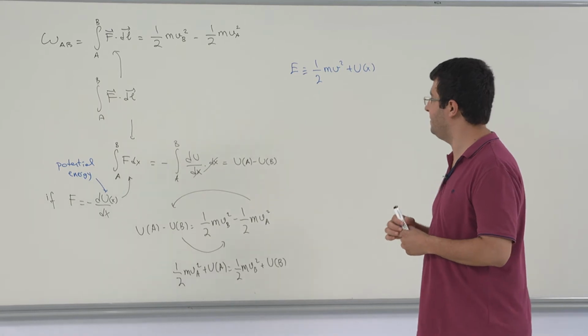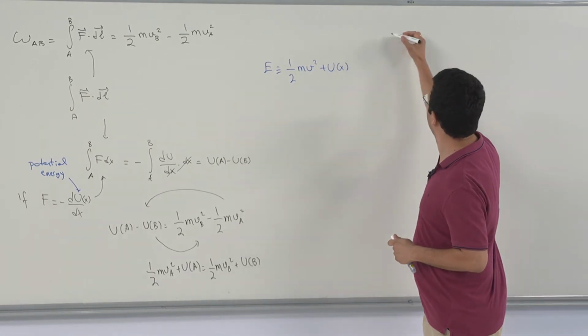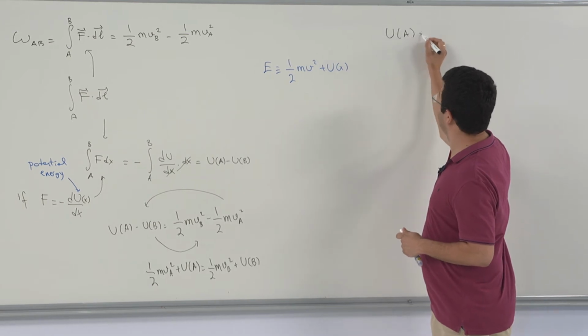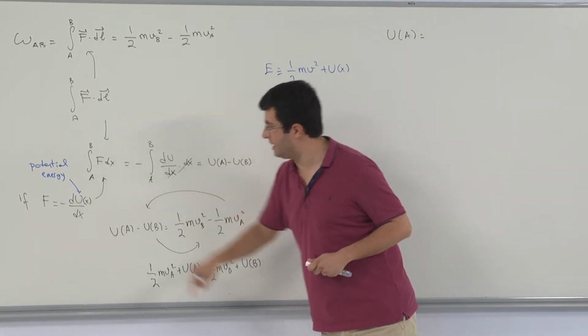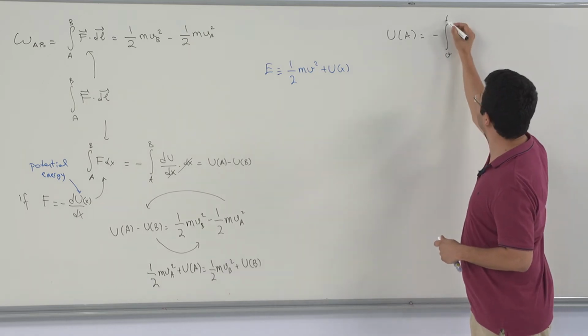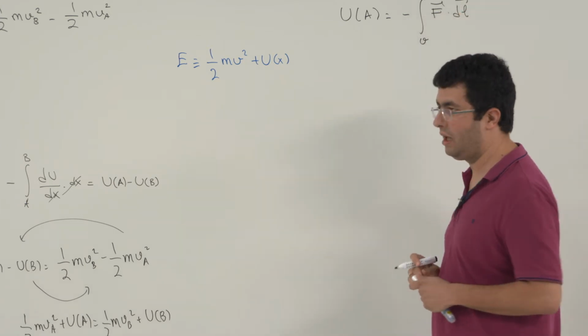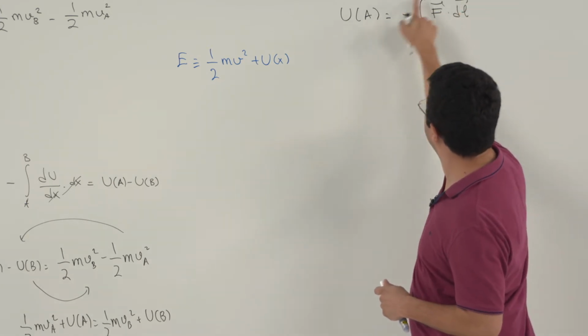Now, since I have this definition, I can define the potential energy of the system at a point A. So I just simply integrate this. I take the dx to the other side and I integrate this, from an origin to A, F dot dl. So I can define the potential energy at a given point.